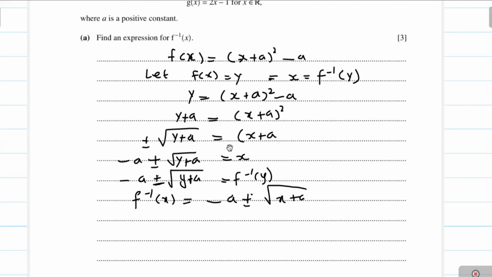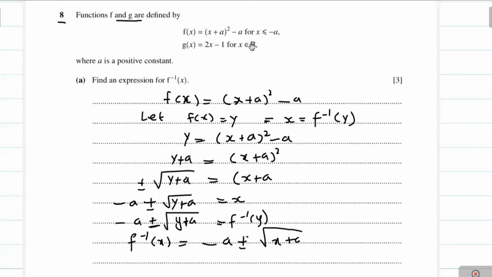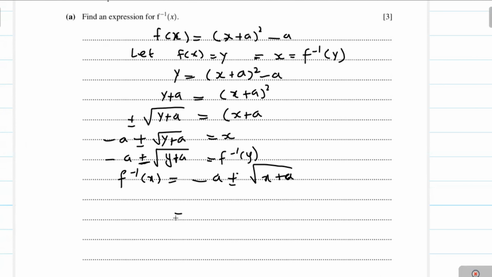You see here the f of x function is defined for x less than or equal to minus a, therefore we use f inverse of x equal to minus a minus square root of x plus a, and this will be the answer if we take x less than or equal to minus a. The function will be only for the negative value, negative a minus square root of x plus a.